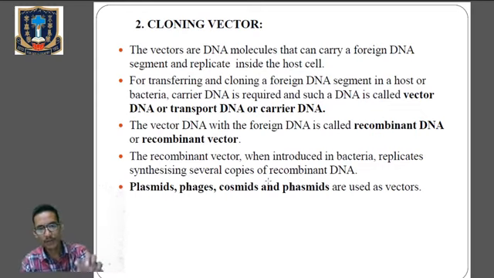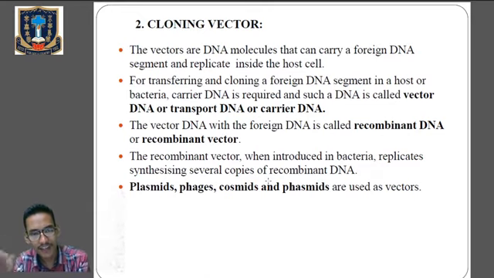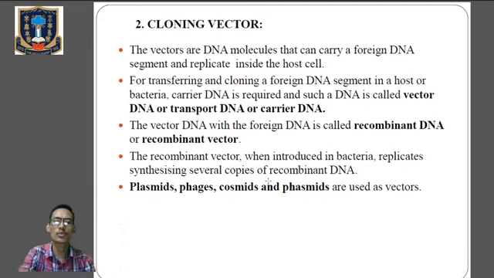Clear? Simply, for example, for going from Pakyong to Gangtok, we require a vehicle, right? So here the vector is like a vehicle which will carry the segment of DNA from Pakyong to the host, that is Gangtok. So it is mainly an intermediate which is carrying the segment of DNA. For transferring and cloning of DNA, we require a carrier DNA, and that carrier DNA is simply the vector. These vectors are mainly used to carry that segment of DNA having the gene of interest into the host, or else we are not able to insert that DNA into the body of the host. Such a DNA is called carrier DNA or vector DNA or transport DNA, and afterwards we are going to learn the characteristic features of the vector also.